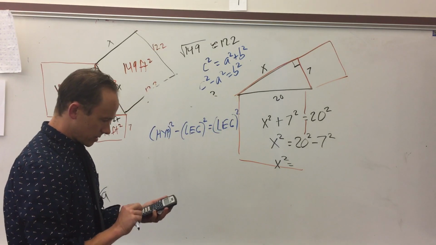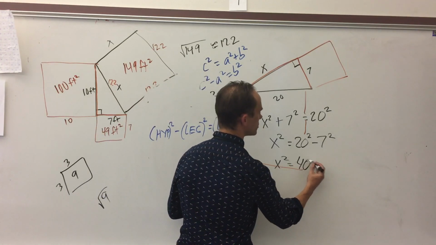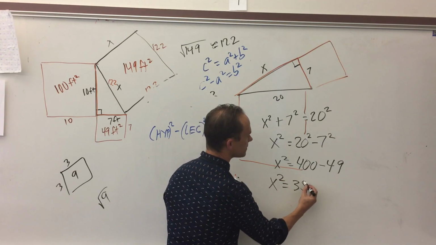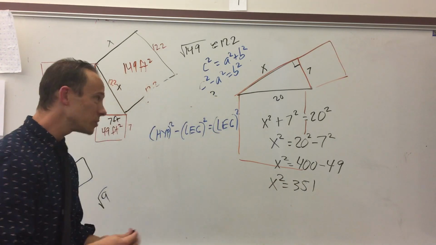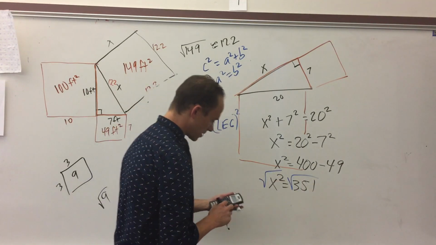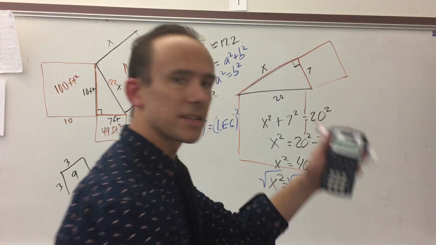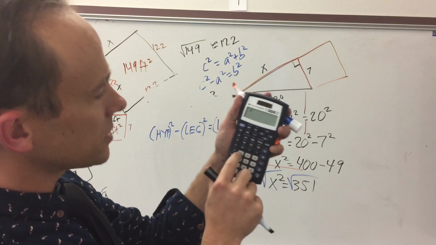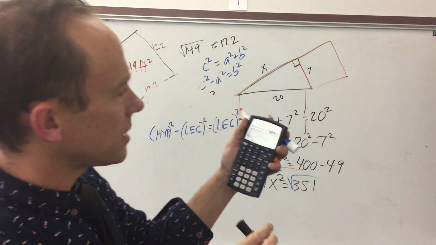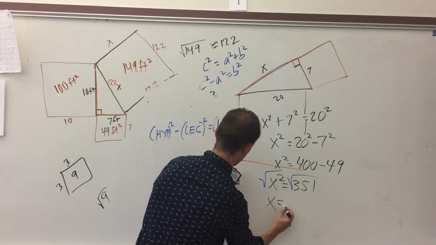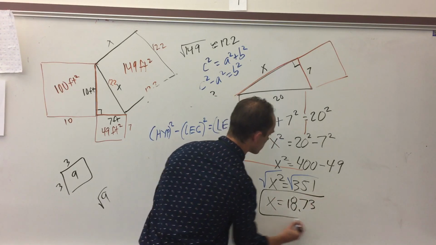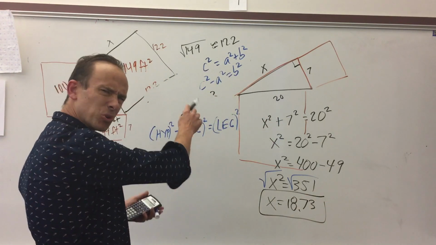Okay, so we got x squared is equal to, let's just do 400 minus 49. So x squared is equal to 351. And now you're going to square root both sides. Square root both sides, and you get, I gotta ask my calculator. A lot of times on these calculators you gotta hit second function because the square root sign is in blue, and you go 351, and bam, there it is, 18.73. Beautiful, that's the answer.